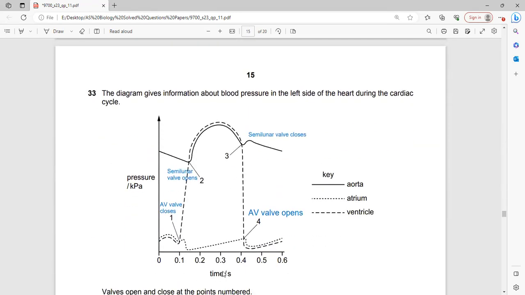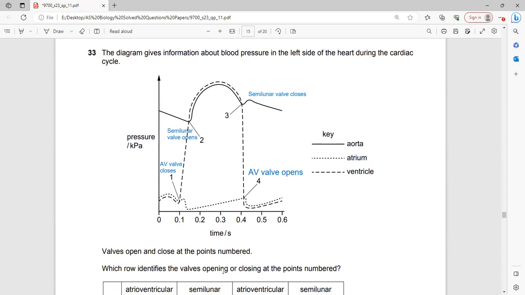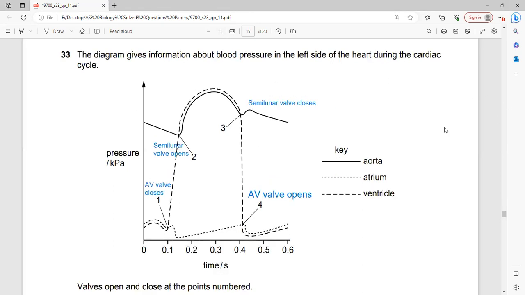So here we're going to proceed to the next. Question 33, the diagram gives the information about the blood pressure in the left side of the heart during the cardiac cycle. When we're observing the blood cycle, it's easy on the left side. Why? Because we can observe the pulse rate, the blood coming from the aorta. Here we can see there are different parts where the different valves are opening and closing. For opening and closing of a valve, if there is a high blood pressure at the front of the valve, it will close. If there's a high blood pressure at the back of the valve, this valve will open.